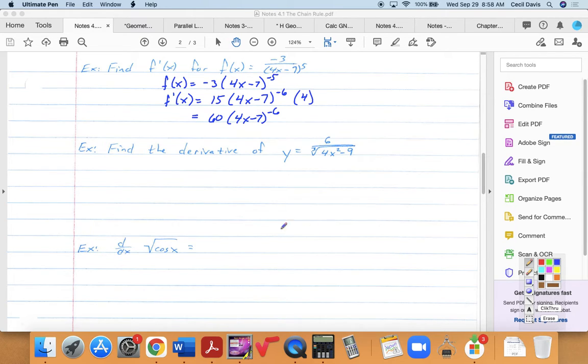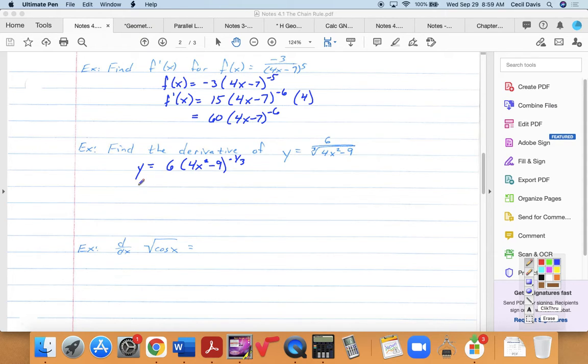All right, so for this next one, how can we rewrite this so that we don't have to use the quotient rule? It would be 6 times 4x squared minus 9 to the 1/3. Well, you're both wrong. Negative 1/3. There we go, the negative 1/3 power. Between the two of you, you had it right.